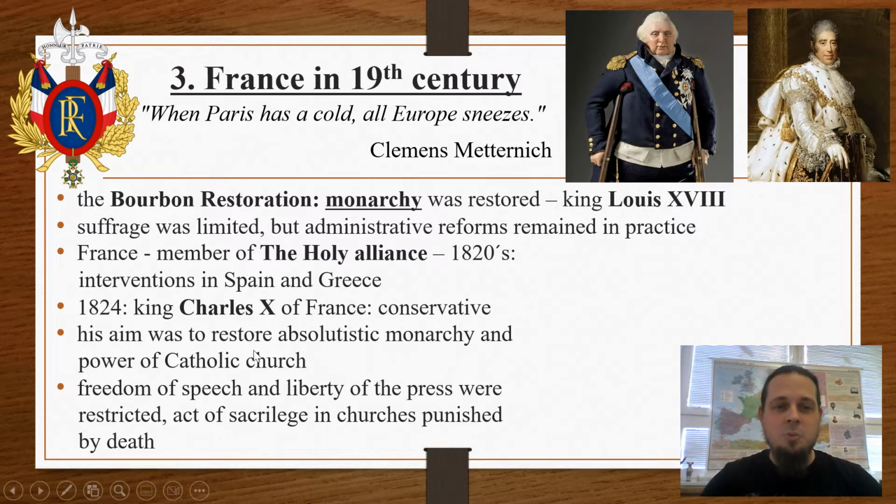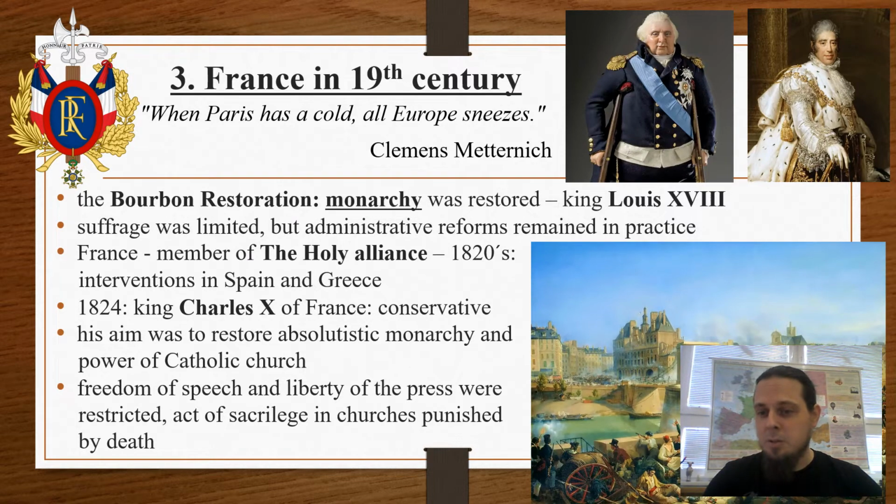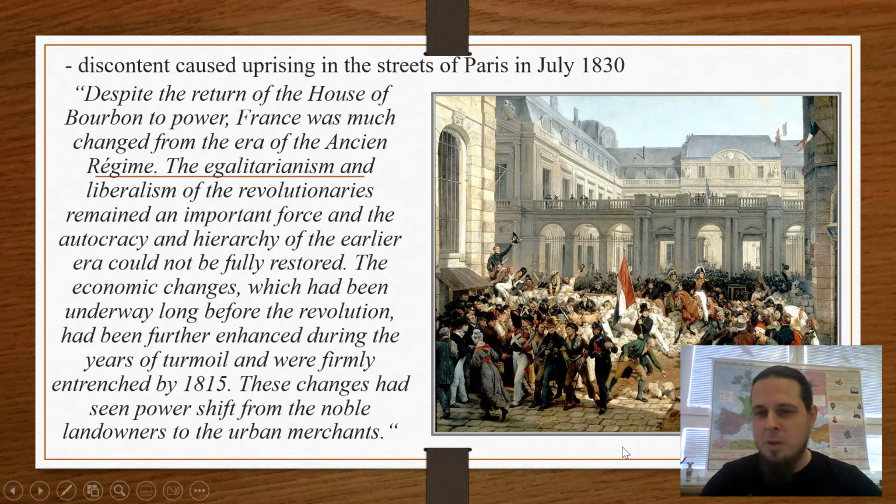For the French, for example, the freedom of speech and liberty of the press were restricted, and even the act of sacrilege in churches was punished by death. So if you came to church and did something like what Pussy Riot did in Russia some years ago, you would be executed. You can see the picture of the Battle of this bridge, from this romantic painting. You'll see many of them.